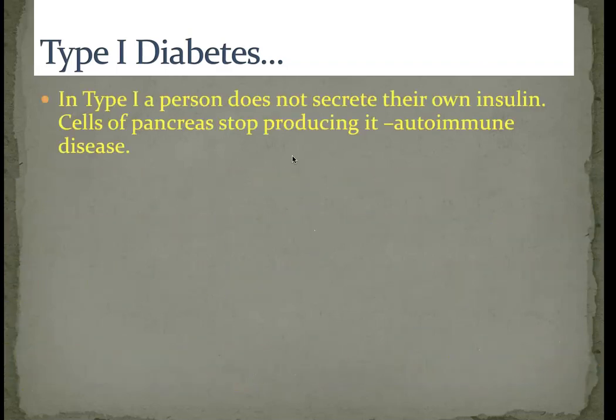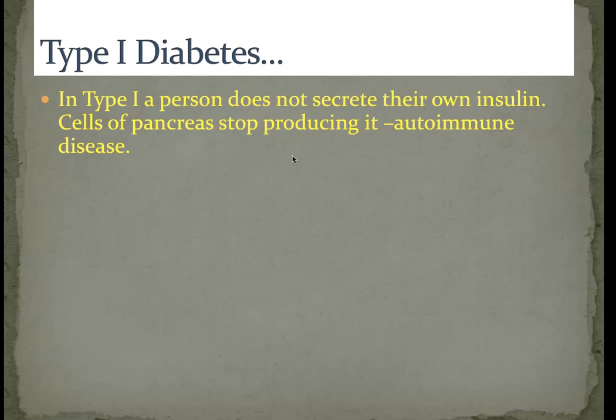So there's two types of diabetes. There's actually another type called diabetes insipidus, which has more to do with something else, but we'll come back to that with the urinary system. So you've probably heard of someone who's diabetic. There are two types of diabetes. There's type 1 and type 2.